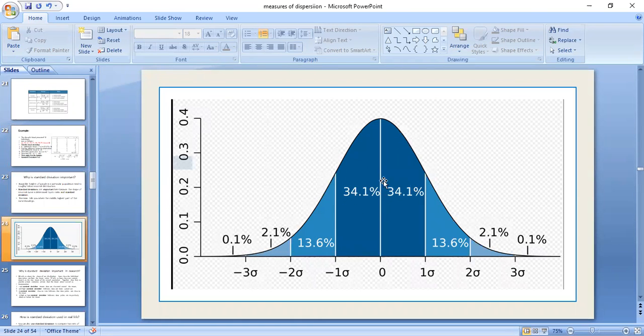As in the middle, it is the mean in a normal distribution, and the narrower the curve is, the more of the data will be close to the mean, or the dispersion will be least.